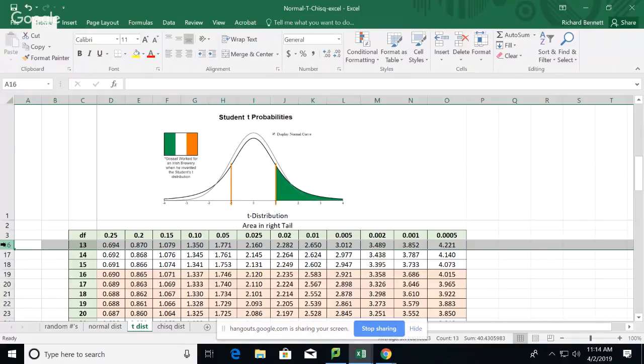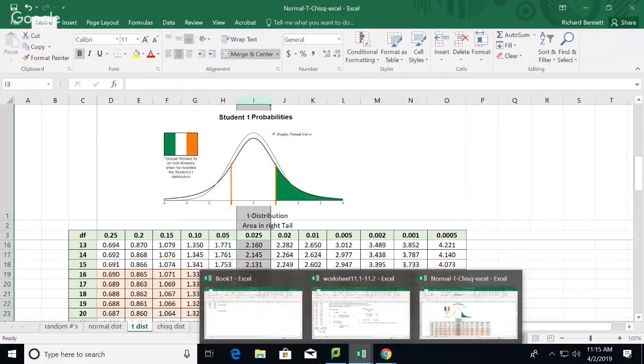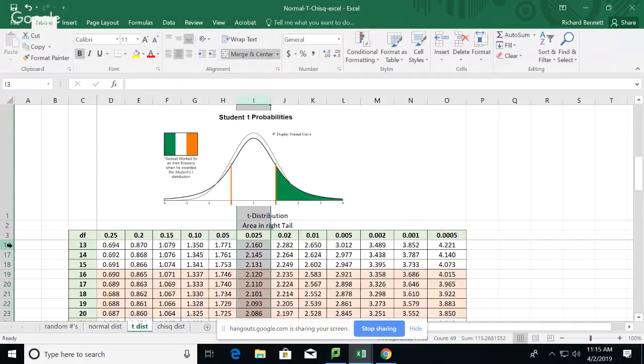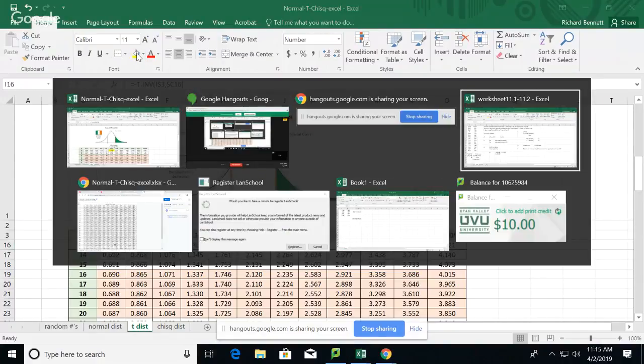All confidence intervals are two-tailed, right? Right. So whatever our alpha is, we divide by 2. Our alpha is, in this case, 0.05. We divide it in half, so we're going to use the 0.025 column. We're looking at this column here, and 13 degrees of freedom. That gives me 2.160.